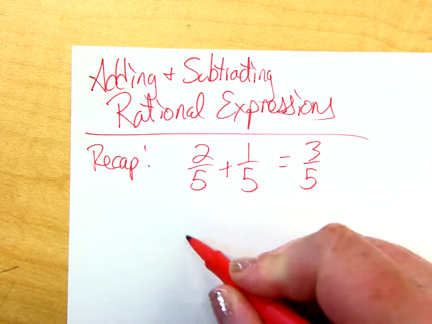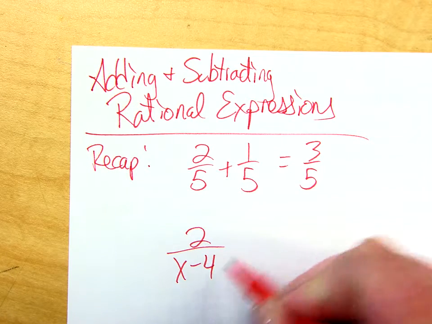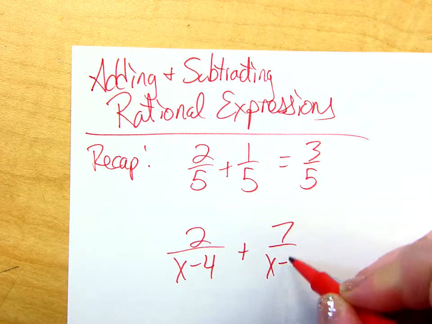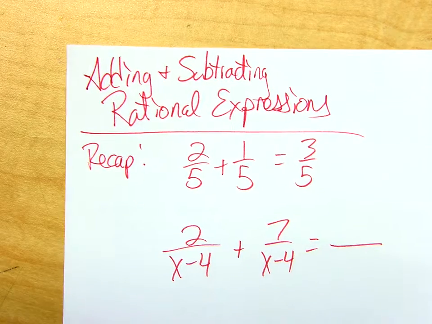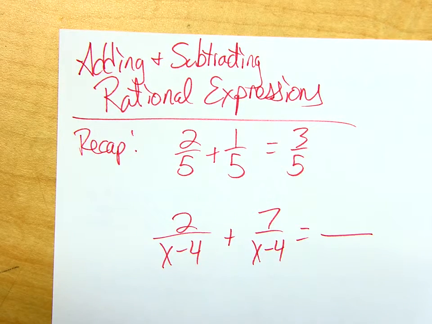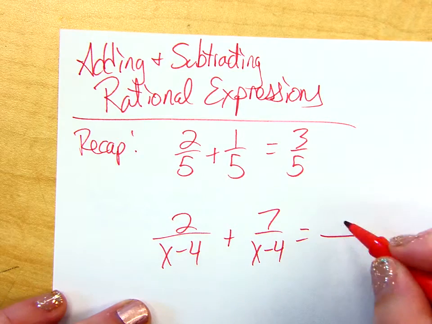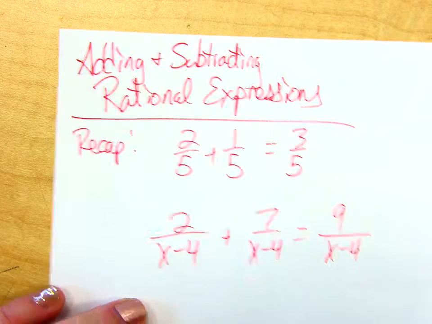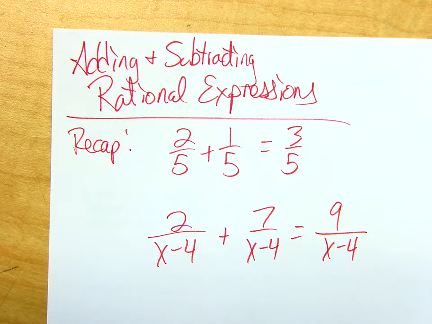Say I had 2 over x minus 4 plus 7 over x minus 4. What do you think that gets you? 9 over x minus 4. It's the same thing. It doesn't matter. That's it. So the rules are the same. As long as I have common denominators, I just add along the top.